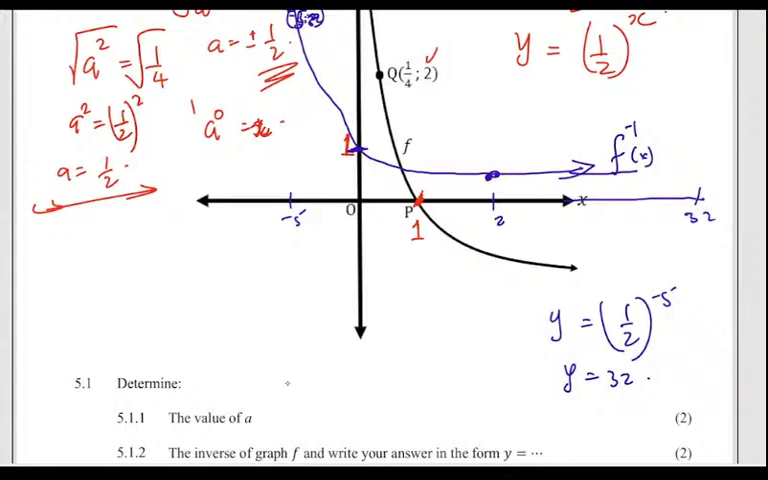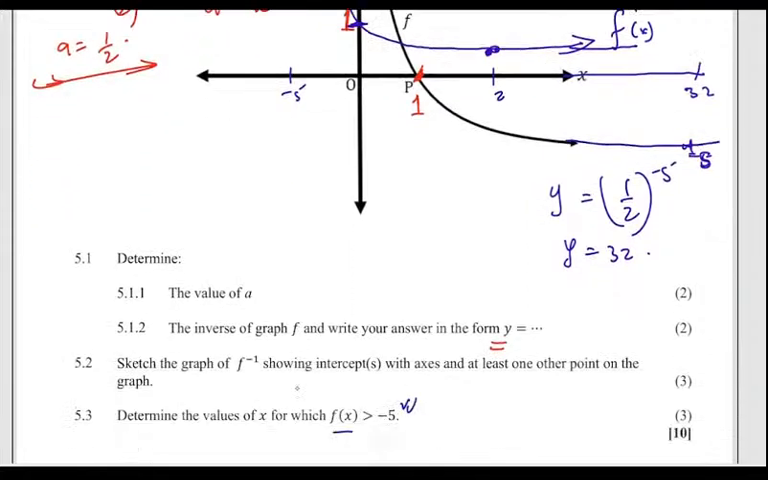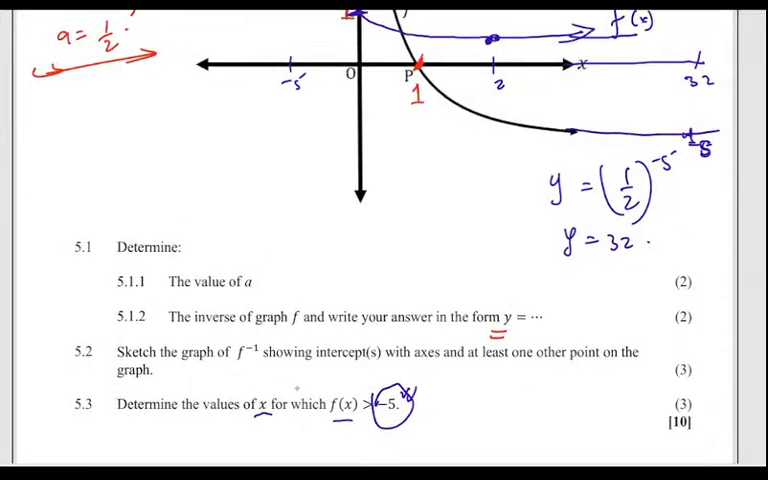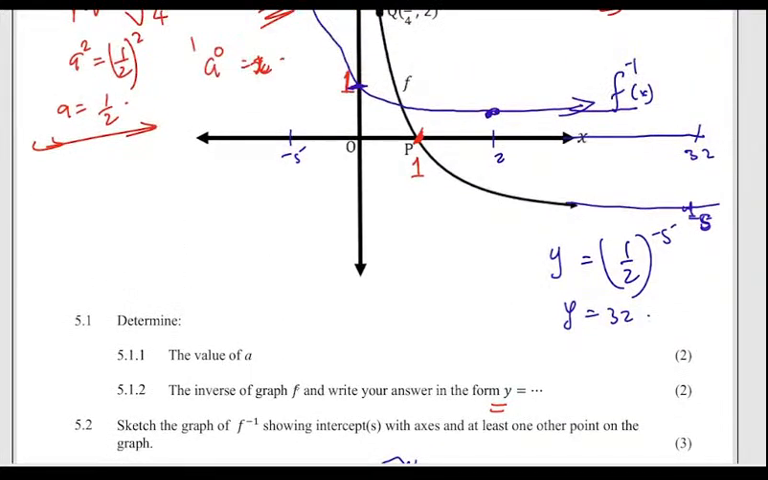Okay, if that's 32, negative 5 is going to be down here. Is that true? Because this is y. Yes. Now they're asking us, for which values of x will the graph be greater? So meaning above the negative 5. So at 32, the graph is at negative 5.